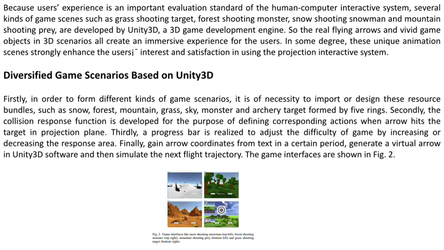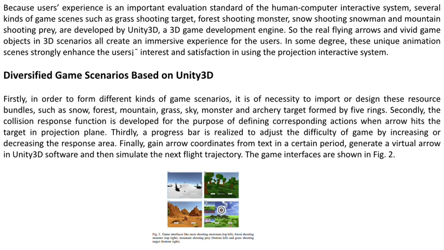Diversified game scenarios based on Unity 3D. Firstly, in order to form different kinds of game scenarios, it is necessary to import or design resource bundles such as snow, forest, mountain, grass, sky, monster, and archery target formed by firings.